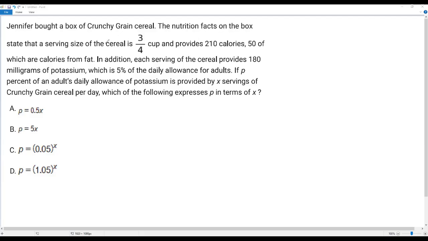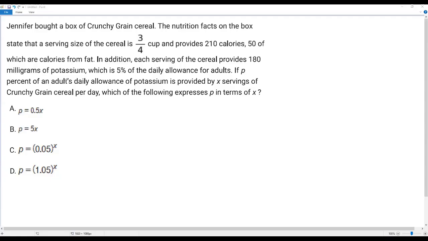The nutrition facts on the box state that a serving size of the cereal is 3/4 cup and provides 210 calories, 50 of which are calories from fat. In addition, each serving of the cereal provides 180 milligrams of potassium, which is 5% of the daily allowance for adults. If P% of an adult's daily allowance of potassium is provided by X servings of Crunchies grain cereal per day, which of the following expresses P in terms of X?